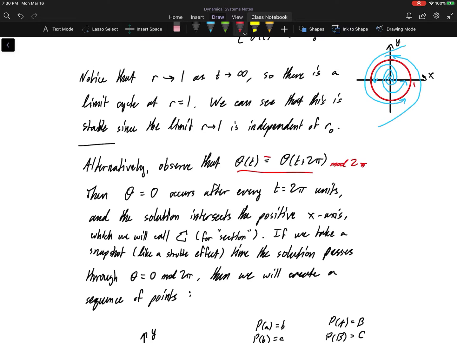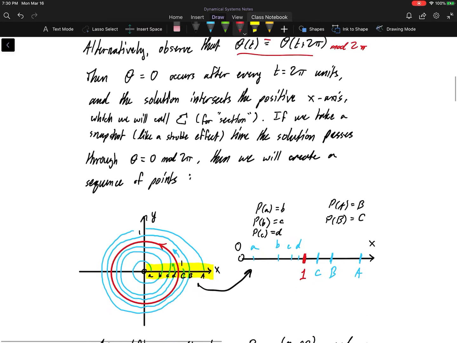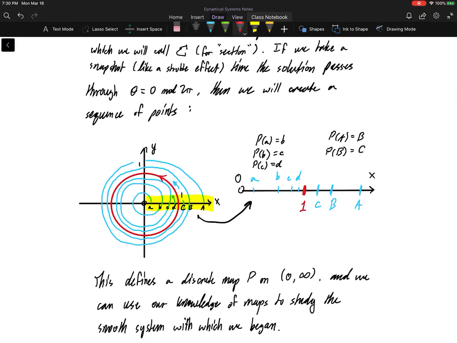And the positive x-axis, we're going to go ahead and call this capital sigma. And sigma is going to stand for section. So if we take a snapshot, kind of like a strobe effect, if we take a snapshot in time, the solution passes through theta equals 0 mod 2 pi, and we can create a sequence of points along the positive x-axis. And that's what's happening in this little diagram down here: on the left, we have what the system looks like in its totality, but on the right, we're seeing just what's happening on sigma. I should even label it as such, sigma. Okay, so sigma equals 0 cross infinity cross 0.